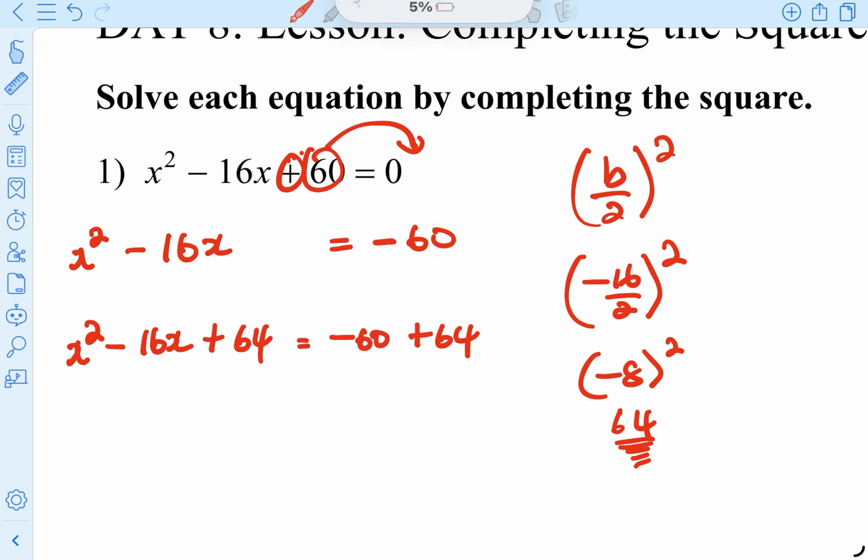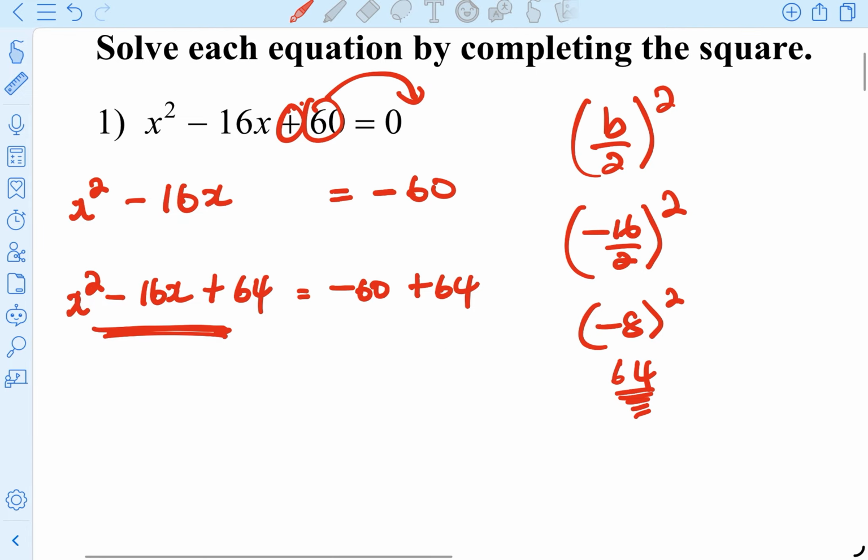So what I want us to identify or understand is that right now, the left side is a perfect square, right? Now, back to how do we write it? Well, this will be x plus, and what happened? What number did we have in here? Negative 8 squared is equal to 4.